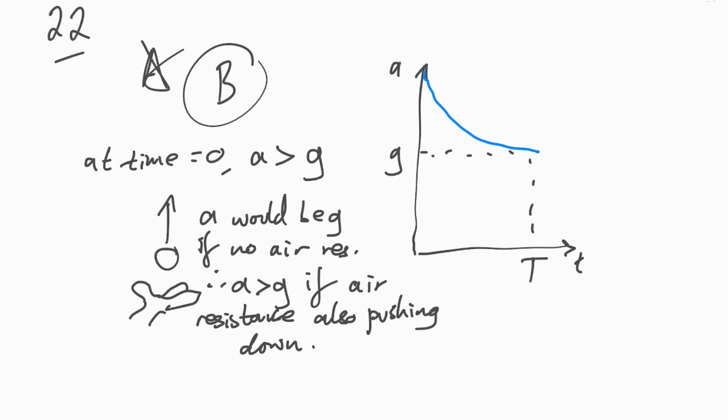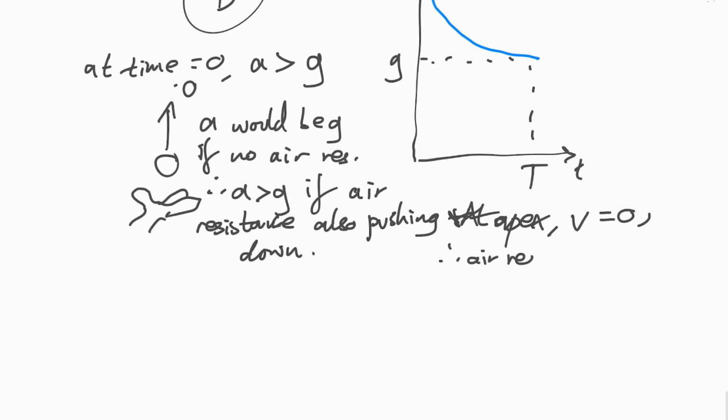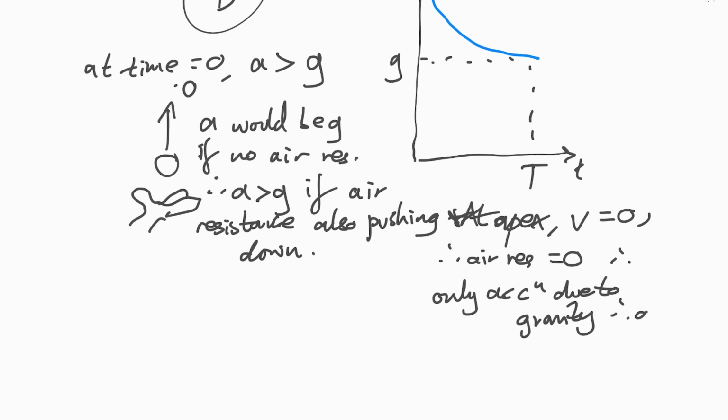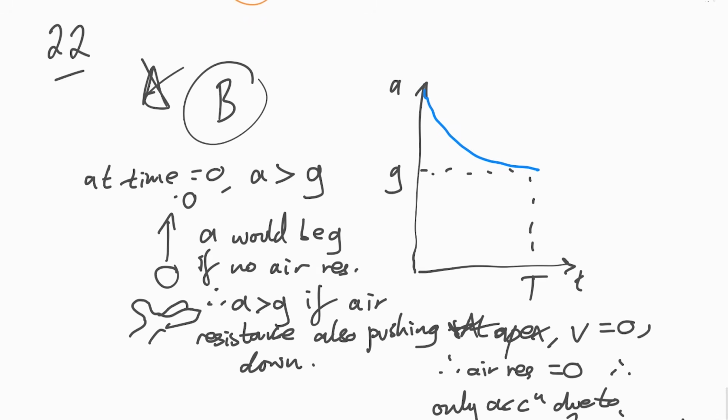And so what do we know then at time T? I've got it now. So at the top, at apex, v is 0. Therefore, air resistance is also 0. Therefore, only acceleration due to gravity. Therefore, a equals g then. So yes, that is our correct answer.